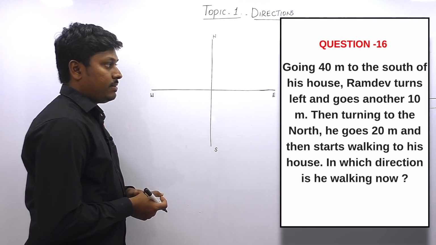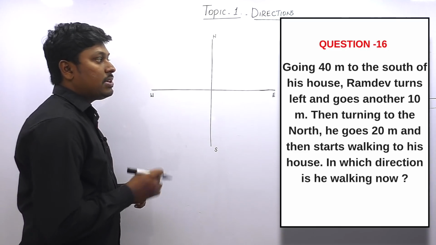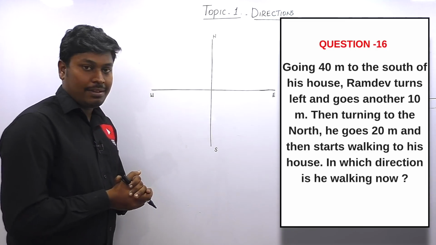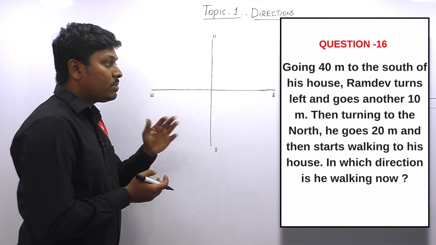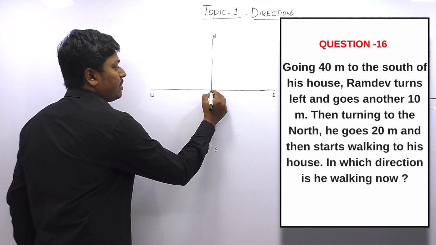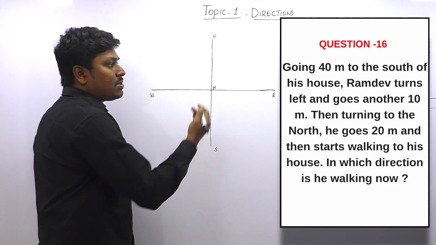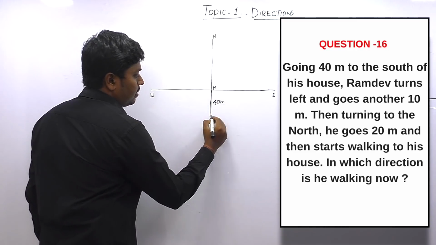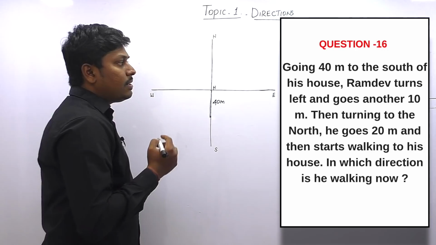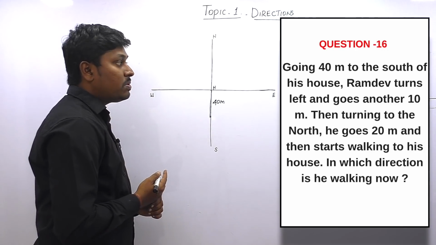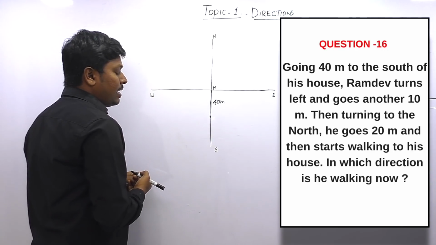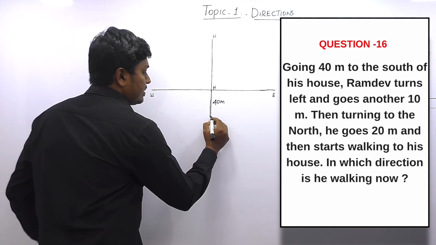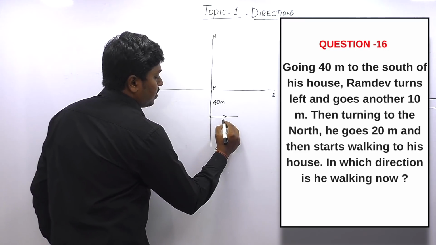Question number 16. Going 40 meters to the south of his house, Ramdev turns left and goes another 10 meters. So what they are saying is, going 40 meters to the south of his house. So initially from his house, the person is walking south 40 meters. So let me assume that this will be 40 meters. Okay. Then Ramdev turns left and goes another 10 meters. So from here, he is taking a left turn and walking how many meters? 10 meters. So the left hand side will be this side and he is walking 10 meters.